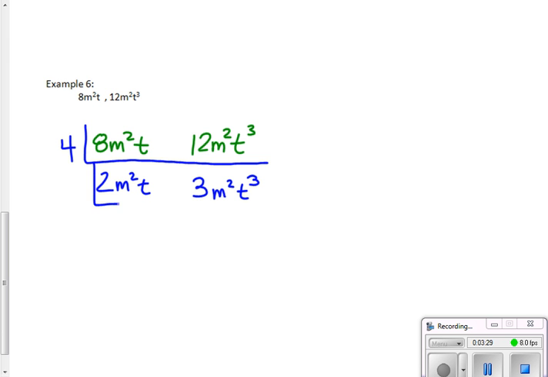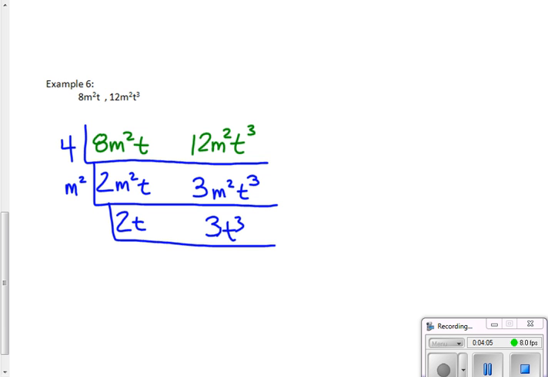So again, look at this next piece of the cake here: 2m squared t and 3m squared t cubed. Well, I can factor out an m squared out of both of those terms. When I factor an m squared out, I'm left with 2t, and from 3m squared t cubed, I would have 3t cubed. Looking at these terms, the next thing I can factor out is a t out of both of them. So I'm left with 2, and factoring a t out of the next one, I have 3t squared.